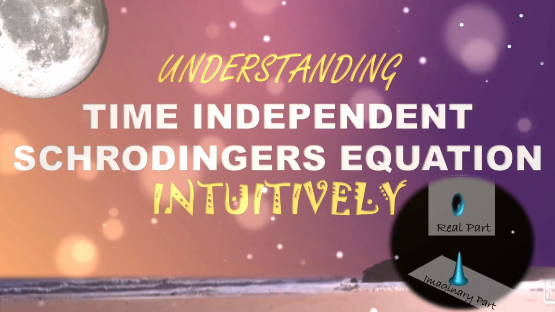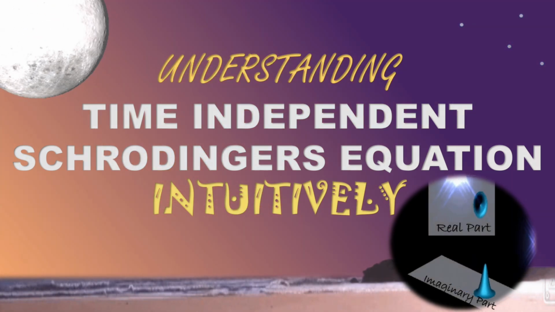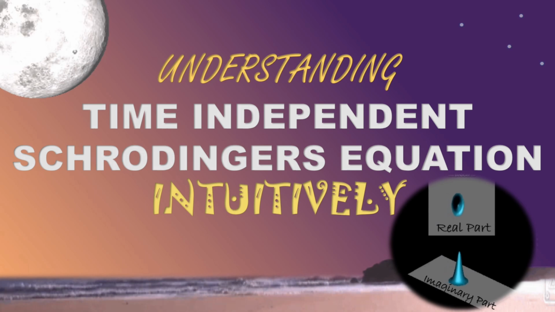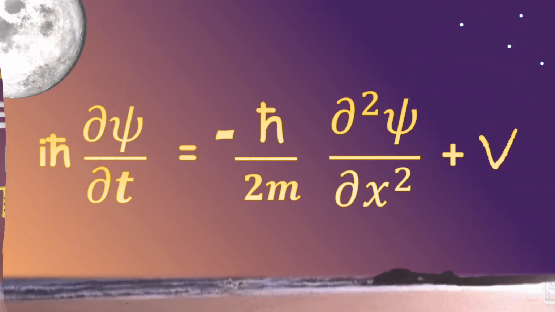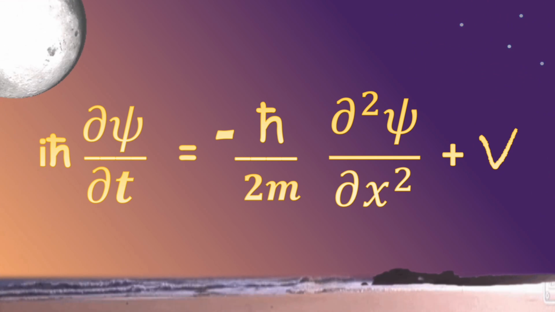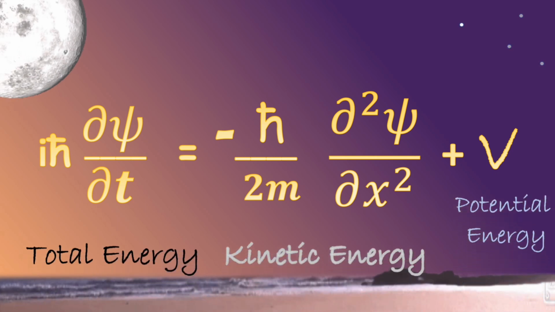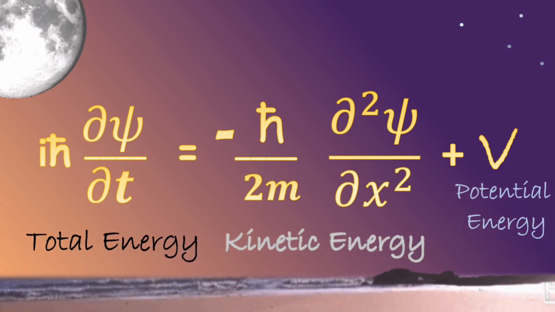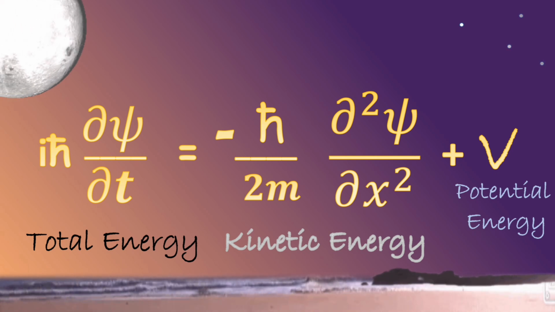Today, I will try to help you understand Schrodinger's equation as intuitively as I can. By now, you have seen this formula. You also know that it signifies that the total energy of the wave function equals the sum of its kinetic energy plus the potential energy of the wave function.